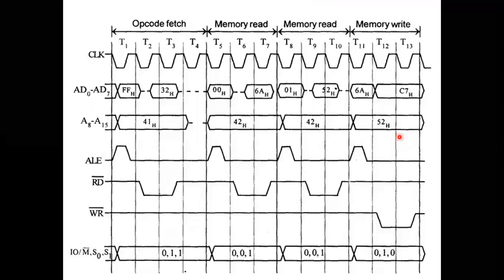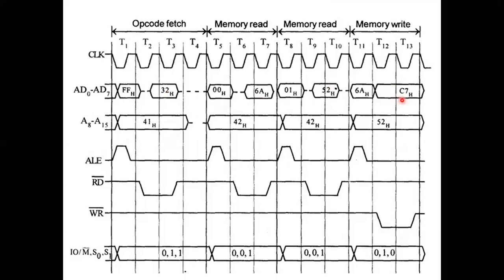Okay, so got it. So that is clock pulses. Totally we require 13 clock pulses, then the AD0 to AD7 values for every clock pulse. First one is the opcode, 32. Next read cycle, 68. Next read cycle, 52. Then write the value C7. C7 is the accumulator data, because we are storing the accumulator value into the memory.